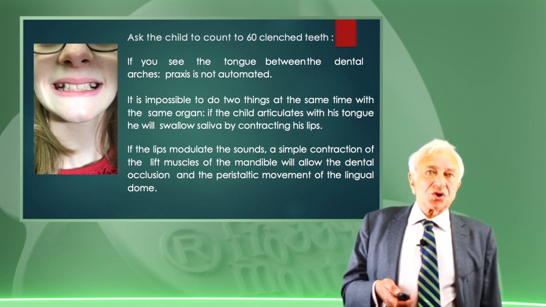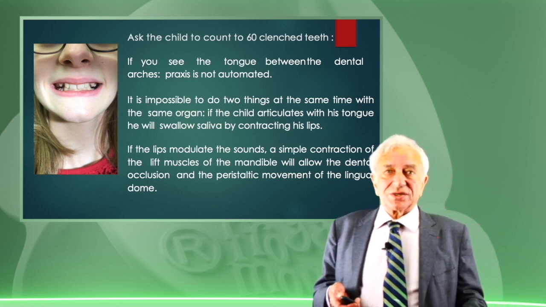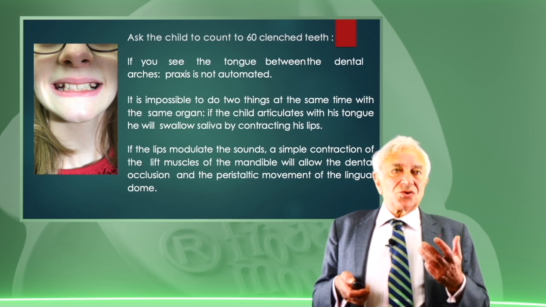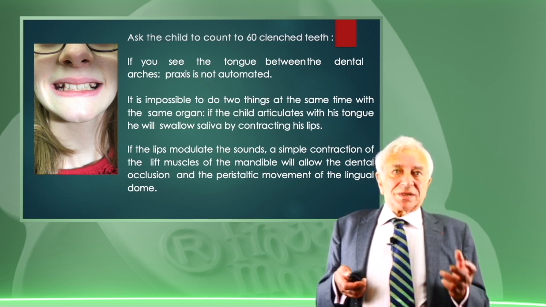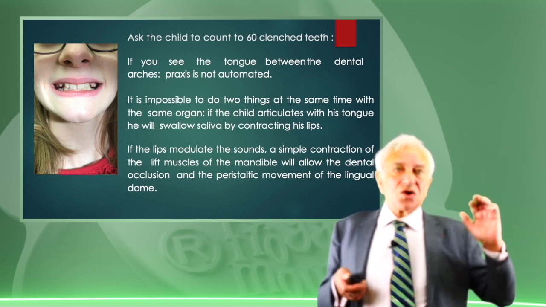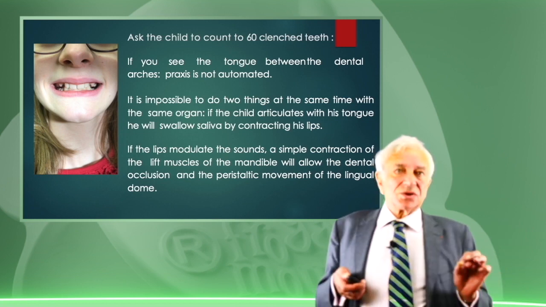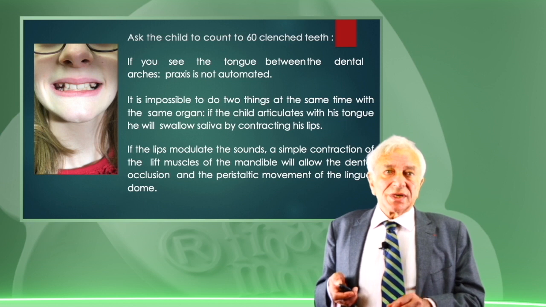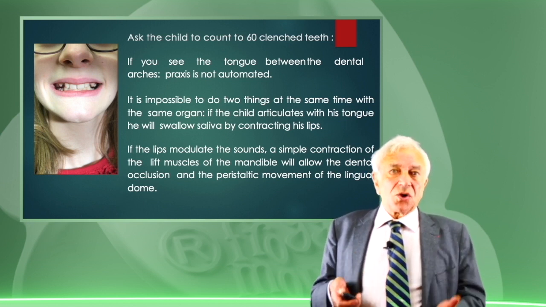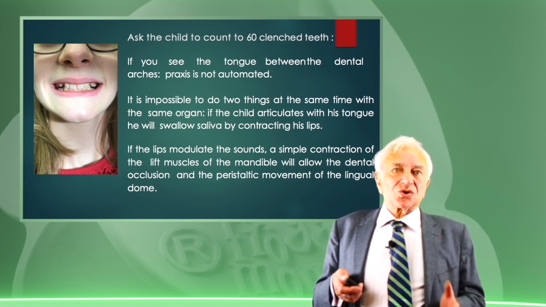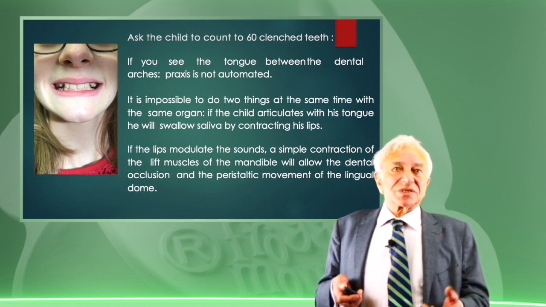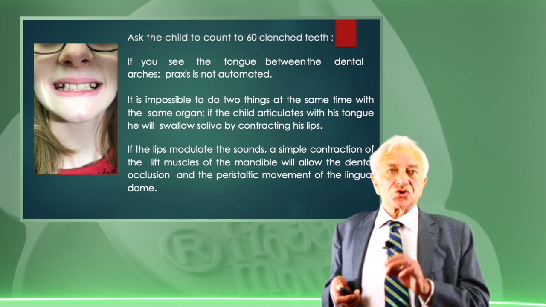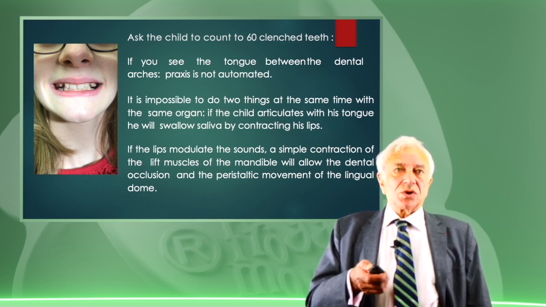You must ask the child to count from 1 to 16, or from 1 to 10 if the child is very young, and you must look where the tongue is. If you see the tongue between the dental arches, you can be sure that the praxis is not automated, because it's impossible to do two things at the same time with the same organ. If the child articulates with his tongue, he will swallow saliva by contracting his lips. And if the lips modulate the sound, a simple contraction of the masseter muscle of the mandible will allow dental occlusion and the peristaltic movement of the lingual dome.